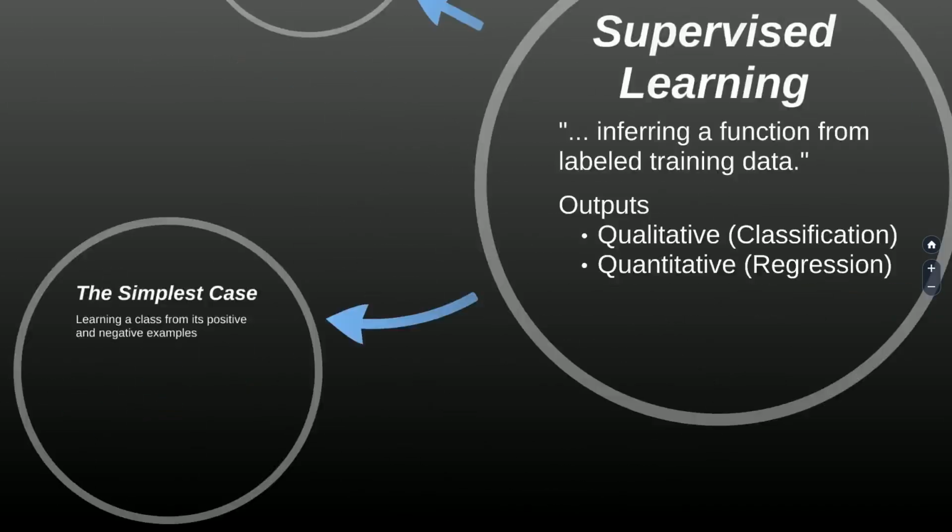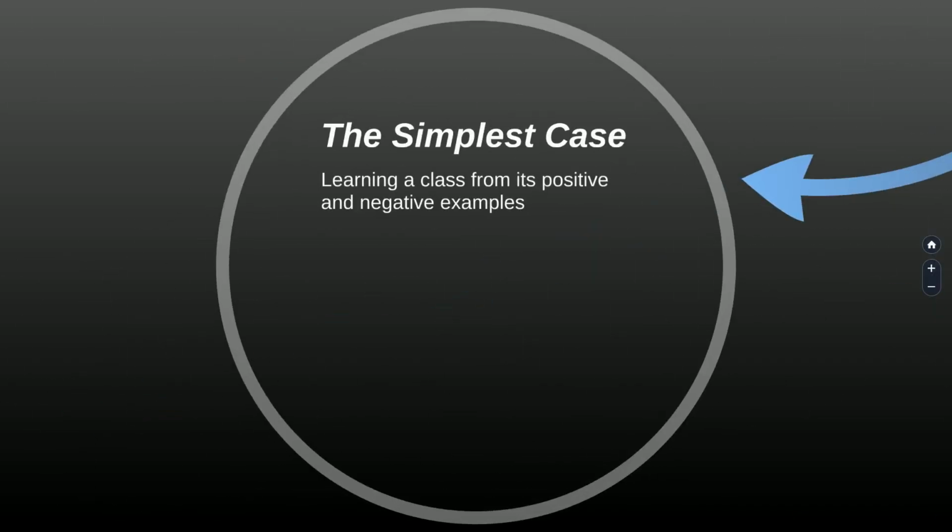So let's get started with the simplest case, learning a class from its positive and negative examples. After this, we're going to generalize and discuss the case of multiple classes, then regression, where the outputs are continuous. So in this example that we're going to use for our simplest case, we are going to be trying to learn the class C of a family car. So we are training a machine learning network to distinguish between family cars and non-family cars.